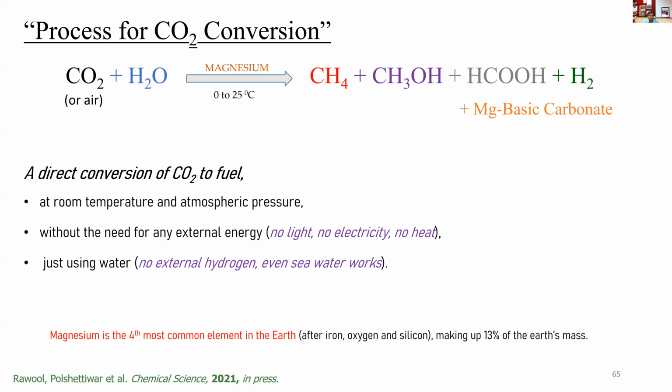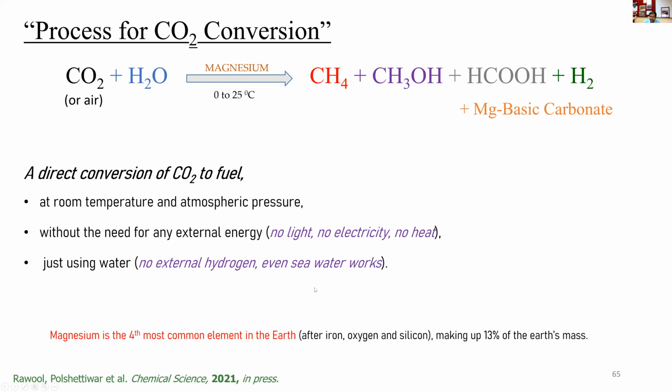And this is what we found very recently, where we observed that CO2 reacts with water in the presence of magnesium at room temperature and even below room temperature. It gives you methane, methanol, formic acid, hydrogen, and magnesium basic carbonate. It works at room temperature and atmospheric pressure, and doesn't need any light, any electricity, any heat. The energy that is there in the reaction vessel is enough to carry out that reaction. And it's just using the water, no external hydrogen.